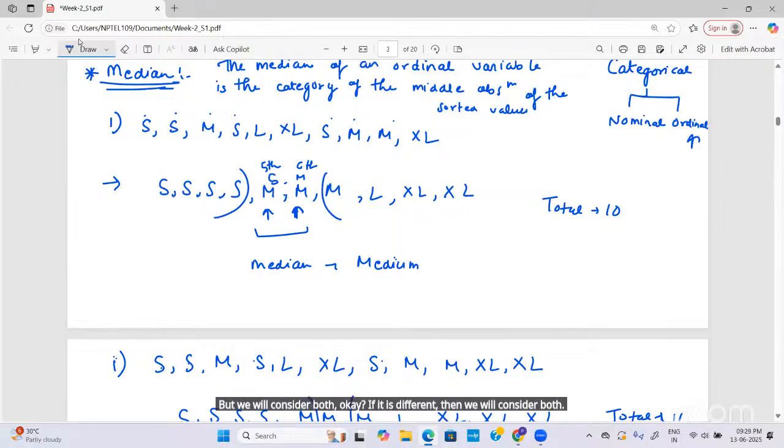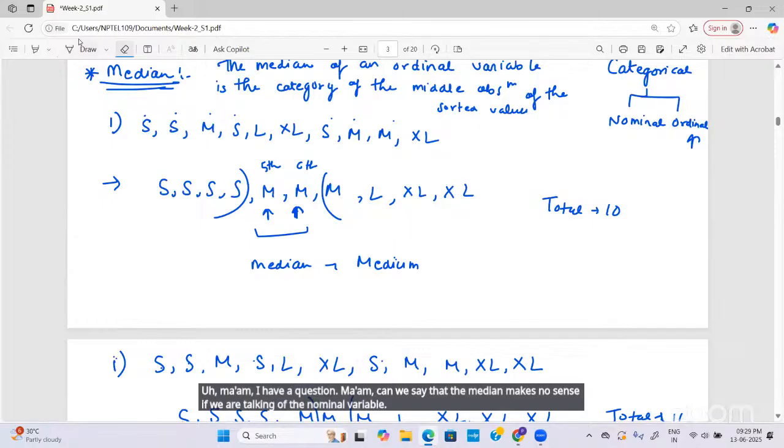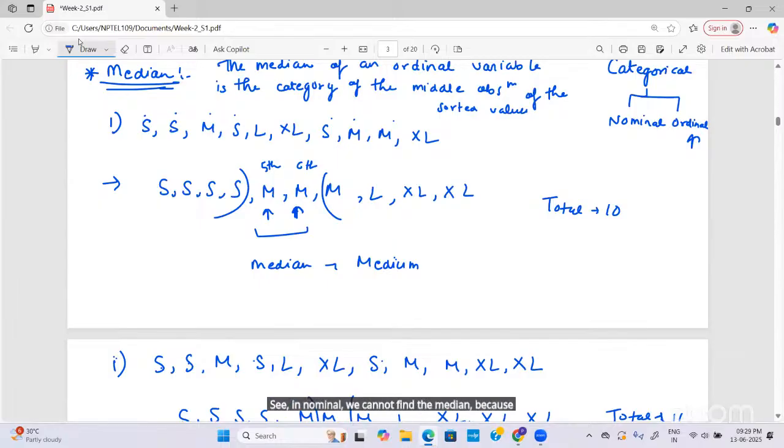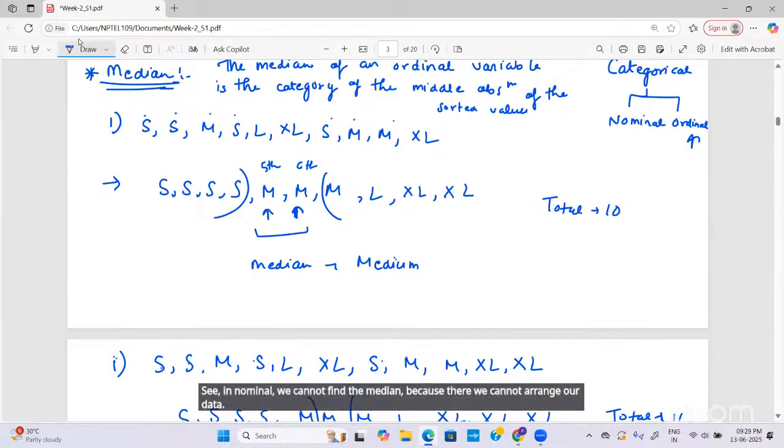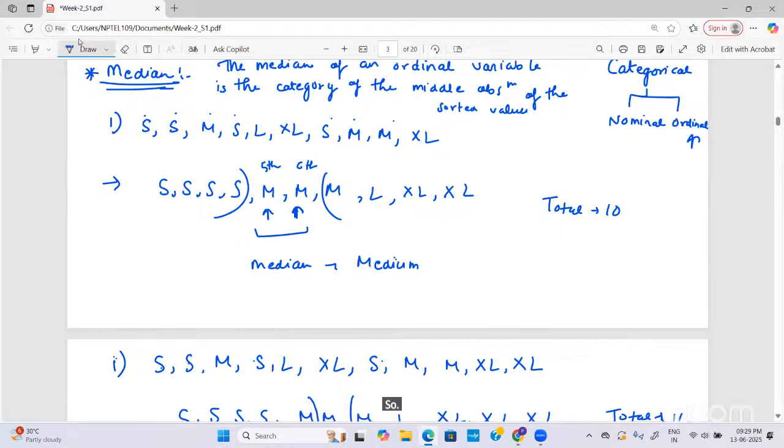Ma'am, I have a question. Can we say that the median makes no sense if we are talking of the nominal variable? See, in nominal, we cannot find the median because there we cannot arrange our data. So in a nominal data set, we do not find the median actually.